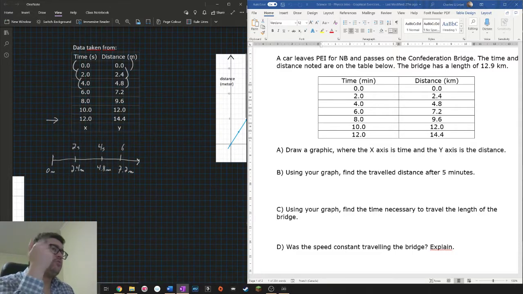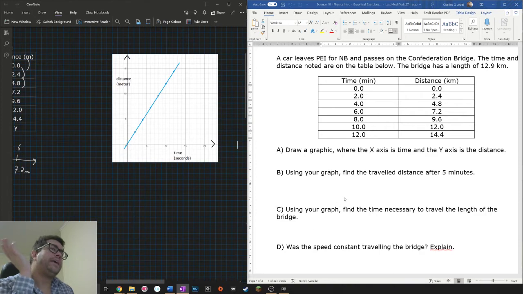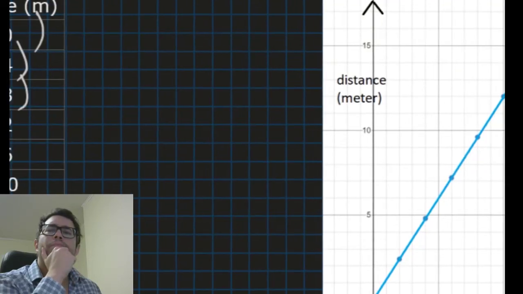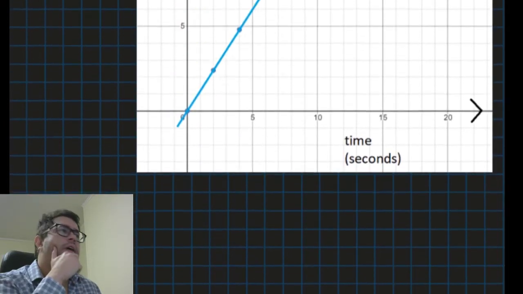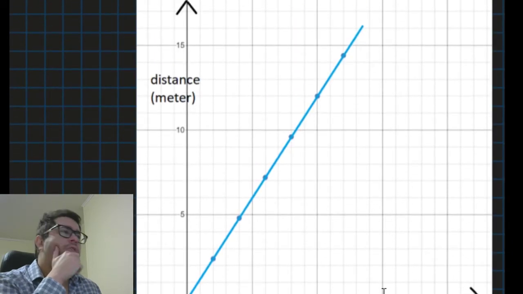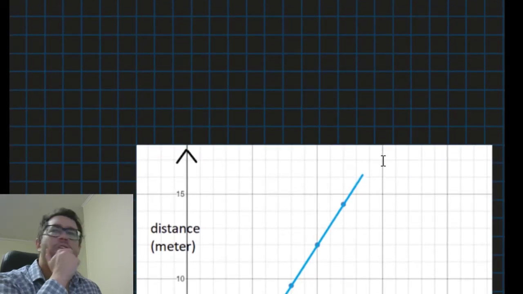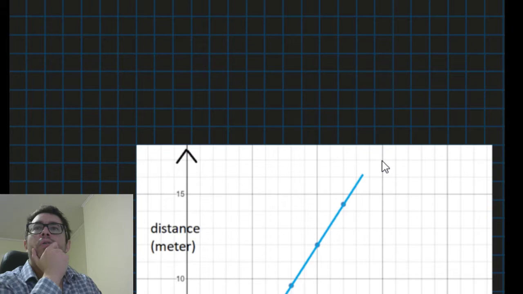But we can ask ourselves what would have happened at 15 seconds. What would have happened in an hour? These are questions that we may ask. So at 15 here, we would simply go to 15 seconds, follow the line up. And if this line would continue, if we could draw a nice line, we would probably get something like this.